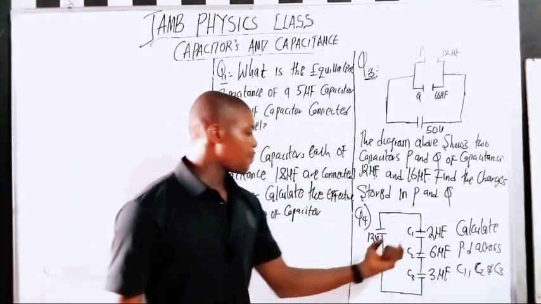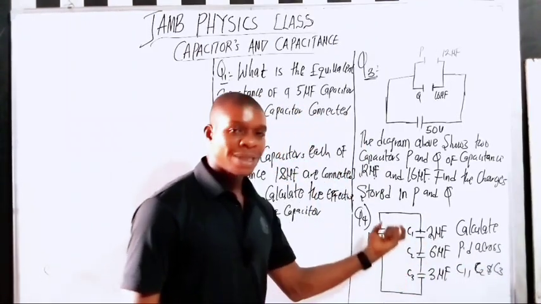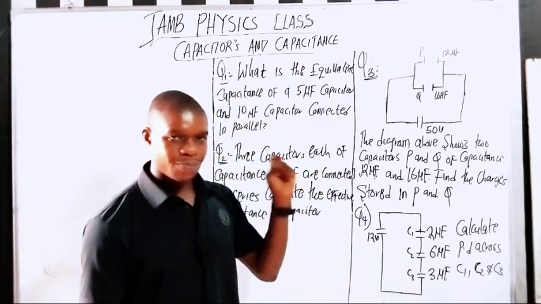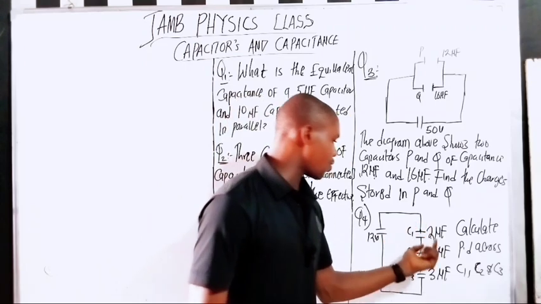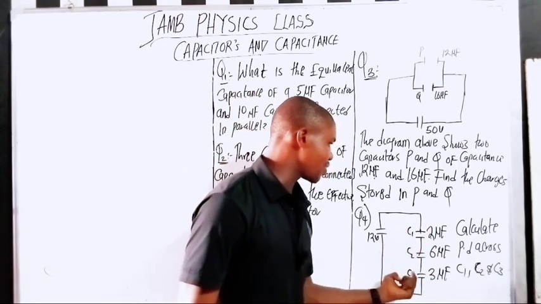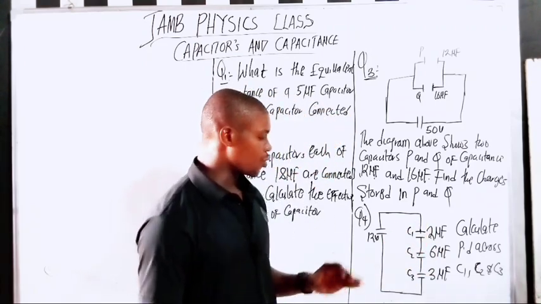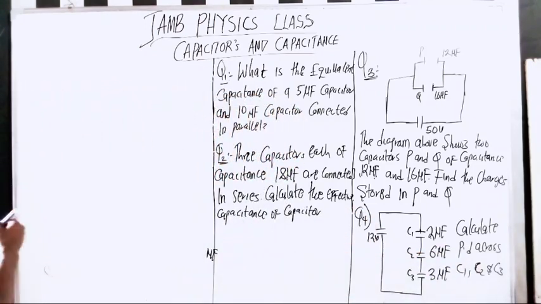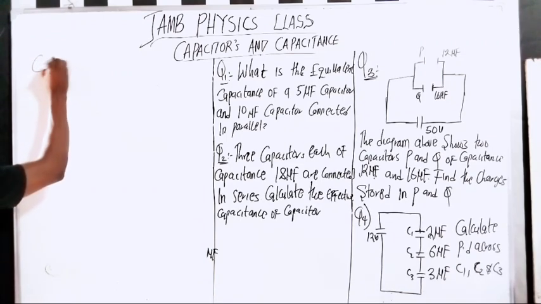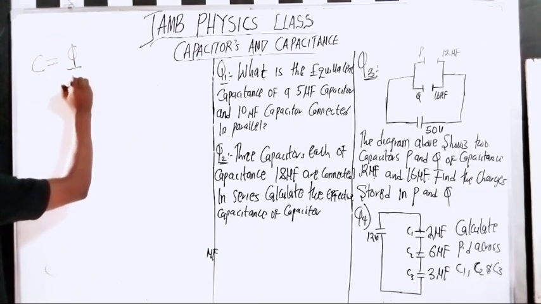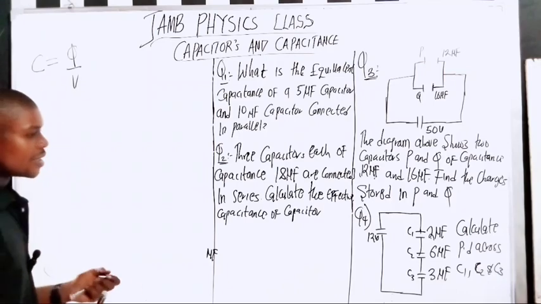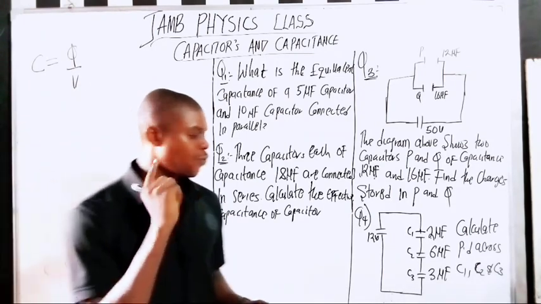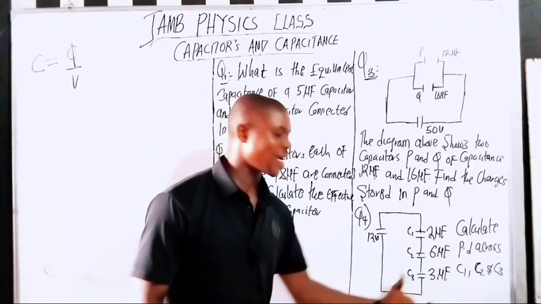Now the potential difference across C1, C2, C3 will be different in a series connection. They are totally different, so they're not the same. So how do you calculate that here? Remember, C equals Q over V, right? What I want to do now is to calculate the total charge.